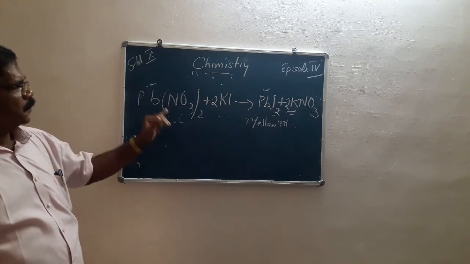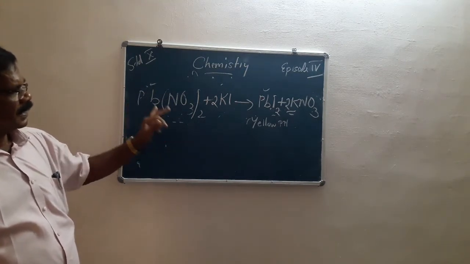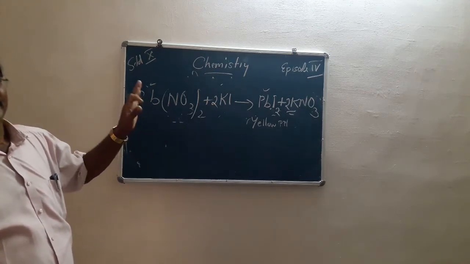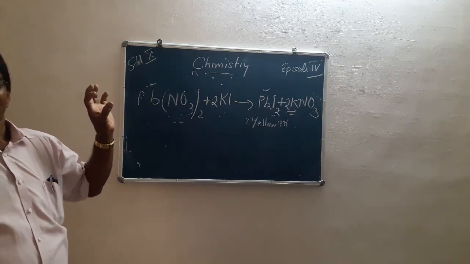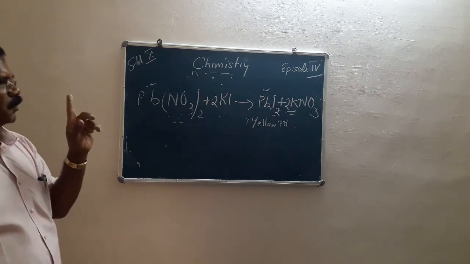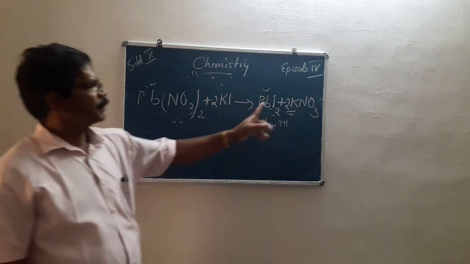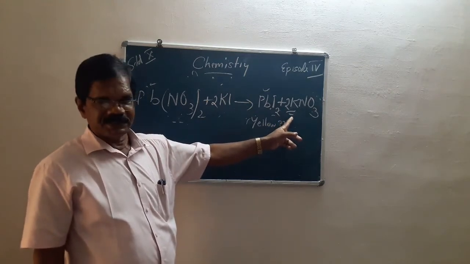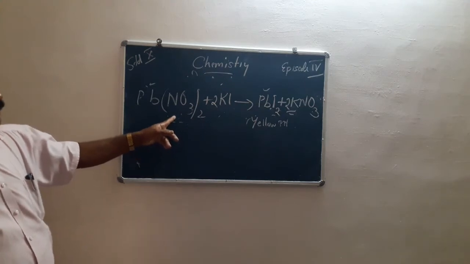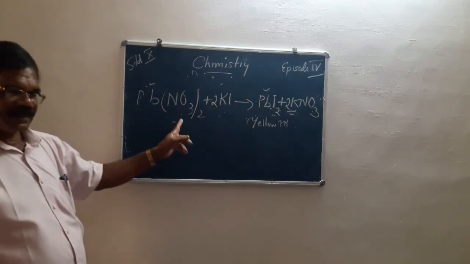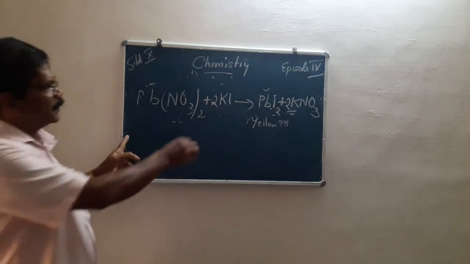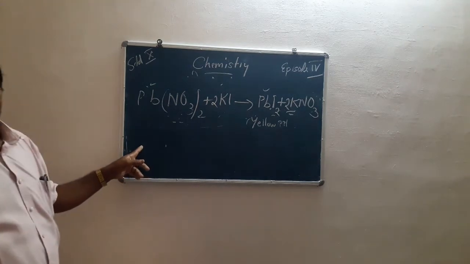That means whether it is a combination reaction, a decomposition reaction, or a double displacement reaction, we have to apply the technique here. We know that in a combination reaction, there is only one product. Here there are two products, so this is not a combination reaction. Is this a decomposition reaction? In a decomposition reaction, there is only one reactant. Here there are two reactants, so this is not a decomposition.